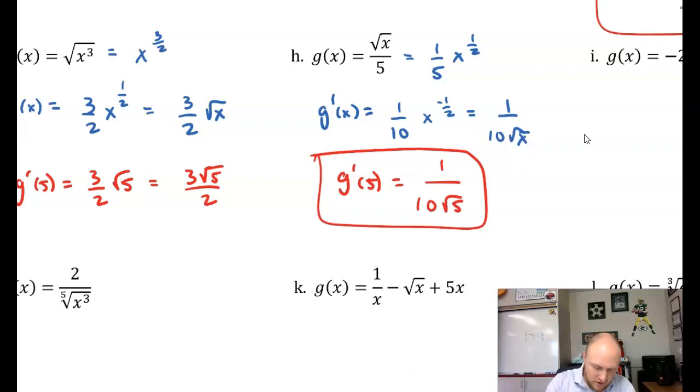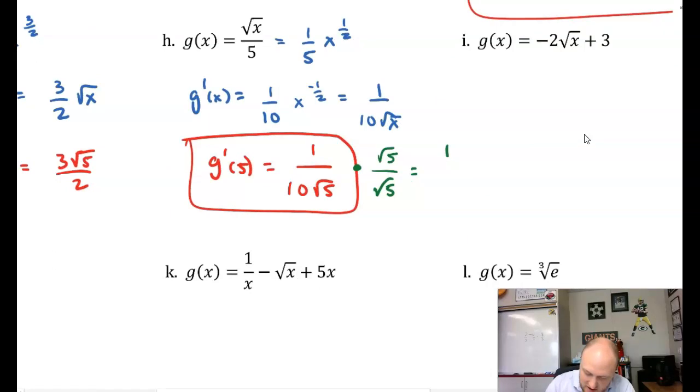Now, just to refresh your memory on rationalization, multiply by the square root of 5, multiply by the square root of 5. You may see this answer pop up on a multiple choice portion of the AP test, but this would be 10 times 5, which gives us 50, so square root of 5 over 50, okay? All right.